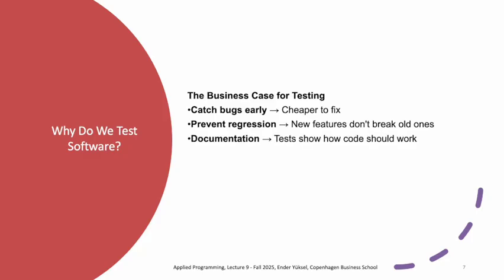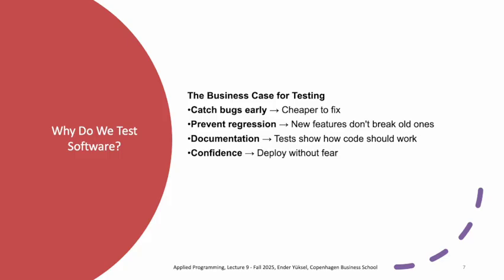Third, tests serve as living documentation. When a new developer joins your team, or when you return to your own code 6 months later, tests show exactly how the system is supposed to behave. They are like a specification that never gets outdated because if the test passes, the behavior is correct.